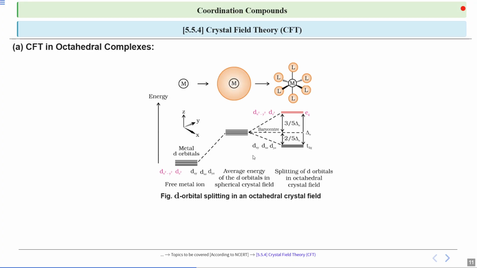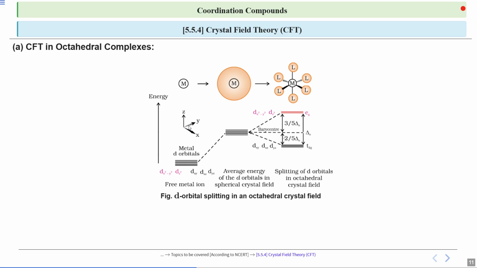Now you can see this diagram which is explaining everything we have just covered. This is a figure explaining the d orbital splitting in an octahedral crystal field. You can see we have metal d orbitals here, having the lower energy in the stable form, and we are considering the three Cartesian axes, here the x-axis, here the z-axis, and here inside the plane.